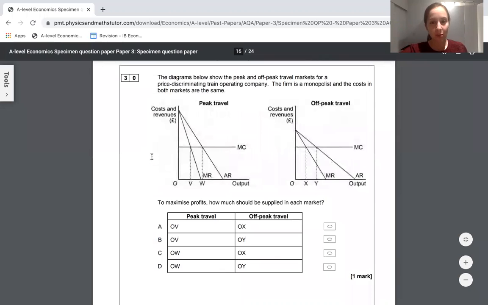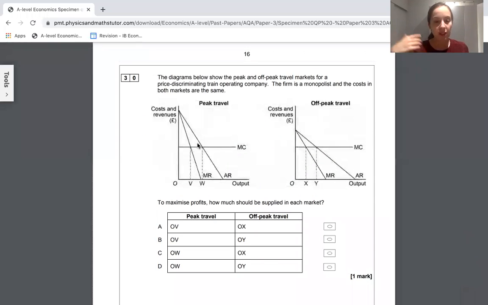Here we have a monopoly price discriminating. Just like any other monopoly, to maximize profits, they're going to produce where MC equals MR. That would be at this output, and that would be at this output. So the peak travel market, that's the V, and the off-peak market, that's the X, giving you an answer of A.